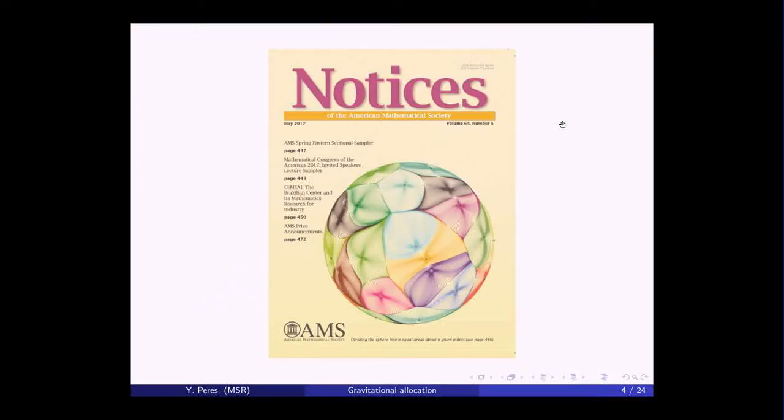We'll want a fair allocation which is efficient in the sense that points get allocated close to where they started. Okay, and some of you who get the notices may have seen this fair allocation on the cover, and so the main purpose of this talk is to tell you what this is, and it will also be related to Michelle's talk in the afternoon.